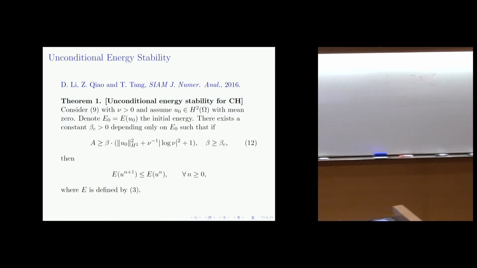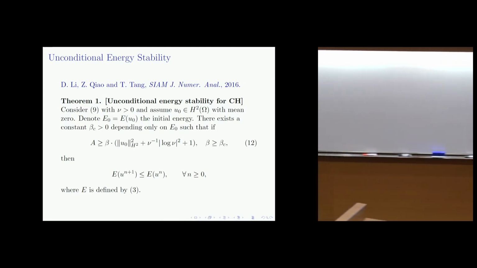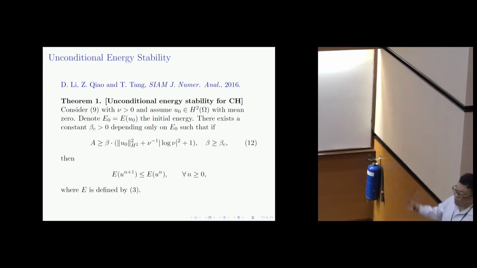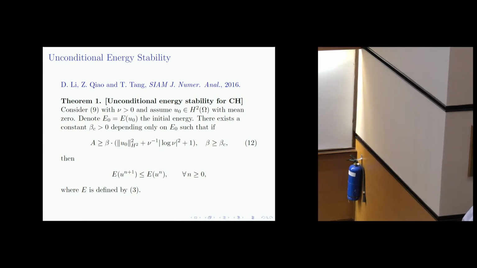And then we have this initial energy. That's the main result. There is a constant depending only on the initial energy, and A is essentially greater than this term, ν^{-1} |log ν|^2, and then we can have this discrete energy stability. But because this is the first attempt at this problem, you can see the essential term ν^{-1} is quite large, because ν is a very small positive constant for the small diffusion parameter. So ν^{-1} and |log ν|^2 is quite large.